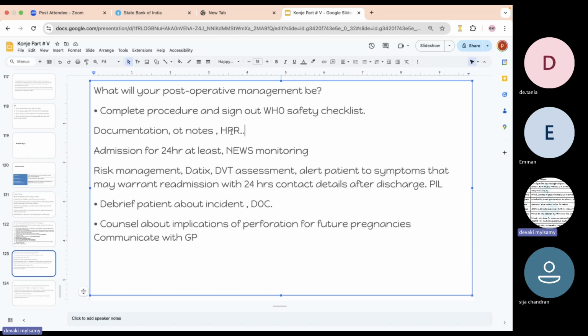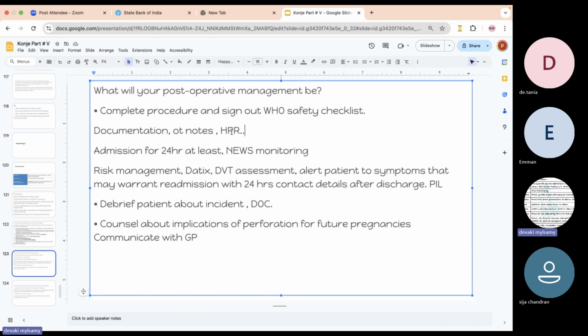Once the patient will be discharged, you need to tell her the red flags and the readmission with 24-hour contact details after discharge. Patient information leaflet about her recovery care. Debrief the patient about the incident, duty of candor, counsel about implication of perforation on future pregnancy. Depending upon the site of rupture, size of rupture, management of rupture, the future mode of delivery will be discussed with the patient at that time. If it is a big perforation, she may have to go for a planned C-section.